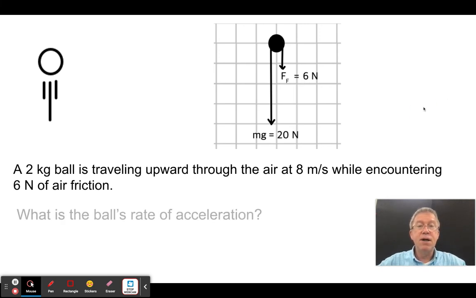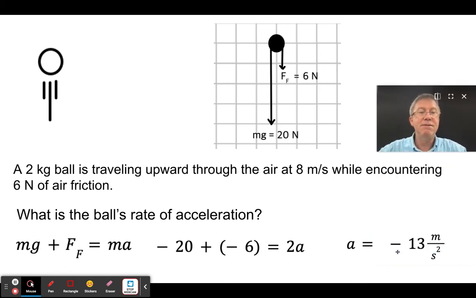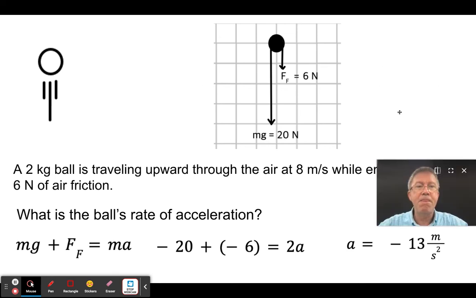So if I want to know what the ball's acceleration is, now I've got to decide what I want to put as up or down. To be honest, when I made this slide, I don't remember which I did. So we're going to say the sum of the forces equals ma. I chose down to be the negative direction, which we often do. All right, so I'd say negative 20 plus negative 6 equals a mass of 2 times the acceleration, and I'm going to find the acceleration. I get negative 13 meters per second squared, which makes sense. This ball is going to slow down faster than it would if there was no friction. So it's moving upwards, but it's slowing down at negative 13 meters per second squared.